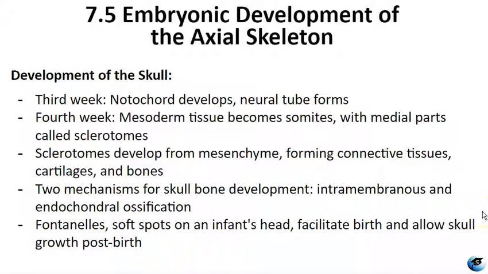The development of the axial skeleton starts early in the embryo and keeps growing and changing for many years after birth. It all begins around week 3 of pregnancy when the notochord appears, leading to the formation of the neural tube by week 4. Special tissues called somites start forming from mesoderm tissue. Among these, sclerotomes are the parts that grow into connective tissues, cartilage, and bones.